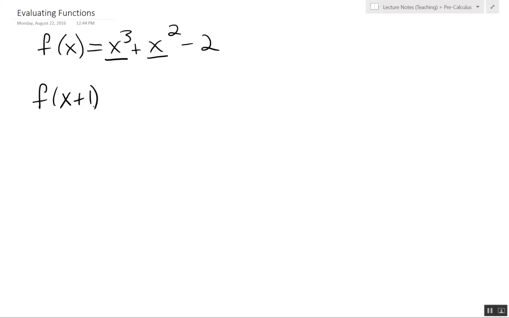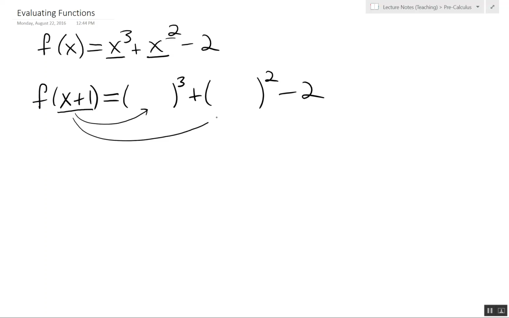So again, the same rule applies as when we're substituting numbers. Everywhere we see an x, we are going to put a parentheses. So here, I'm going to put a parentheses in for this x. This cube goes on the outside, plus, then I'm going to put a parentheses in for that x, and then this square comes along for the ride, and then the minus 2 just comes along as before. Now, instead of plugging in a number in the parentheses, we're going to take what's inside this parentheses and plug it into both spots here. So in this case, we're going to get an x plus 1 and an x plus 1.